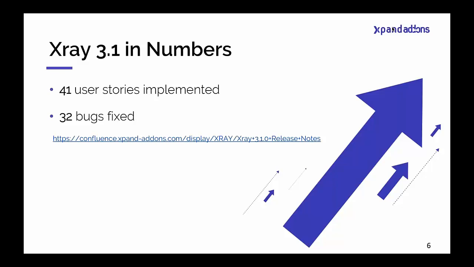Okay, so talking a bit about numbers, 3.1 addresses about 41 user stories, so that's quite a lot, in fact, for a minor release. But besides addressing new features, we also address some bugs, and we had some bugs that, although they were minor, were already in our backlog for some time, so we addressed them in this release. You can check out all about the release notes, and that includes the features and the bugs that were fixed in this version, in this link that you can see here, and that João will then share with you afterwards.